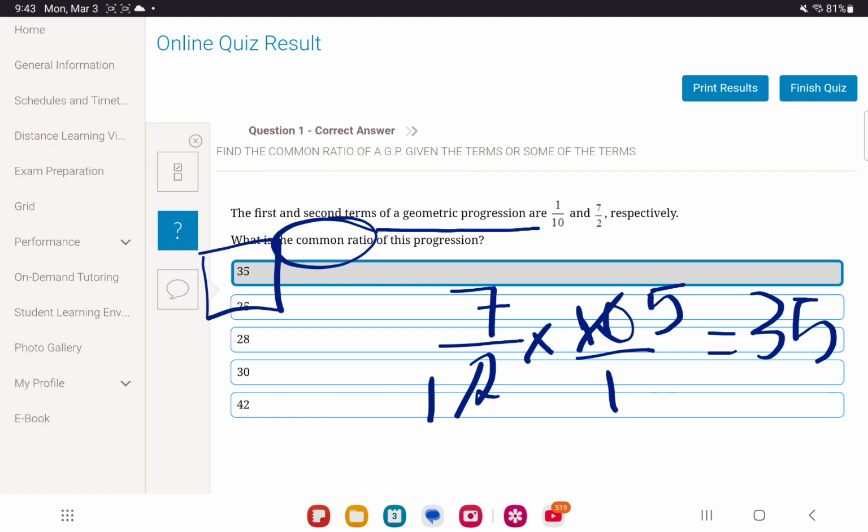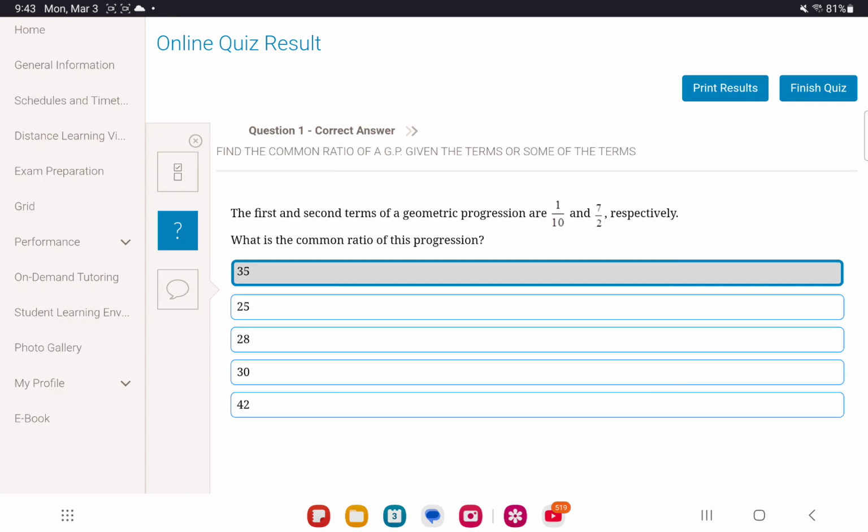Okay, so whenever they tell you it's a geometric progression and they want the common ratio, you take the second term and you divide it by the first term, okay, or the term and its preceding one. Okay, it doesn't have to be first and second.